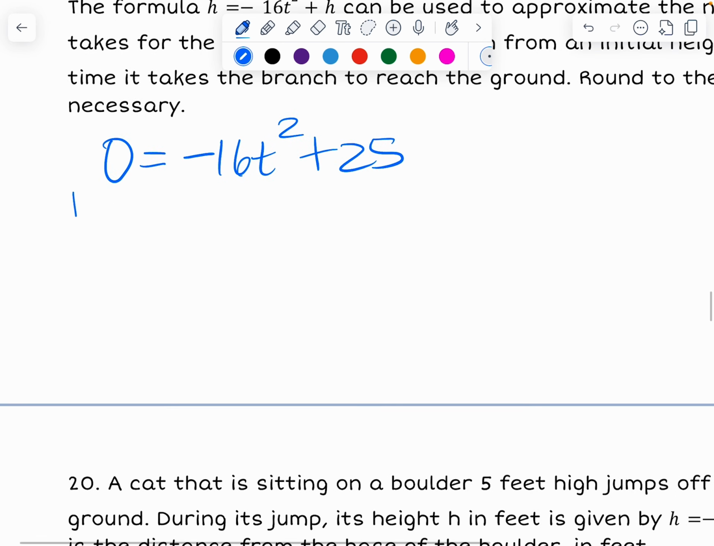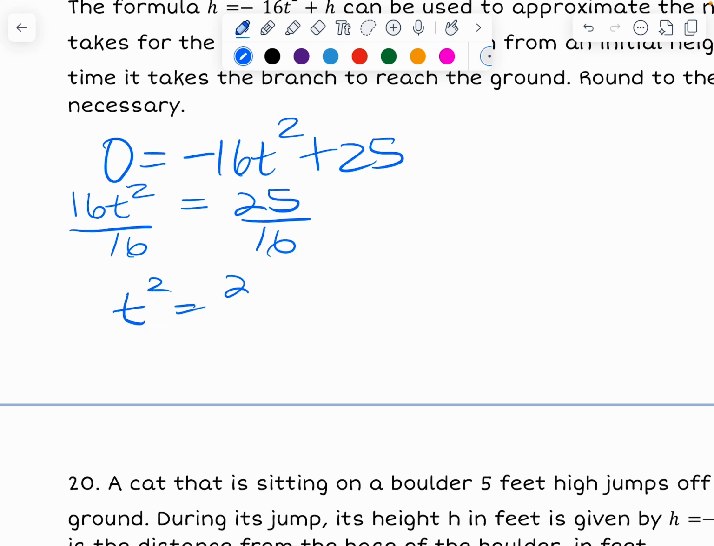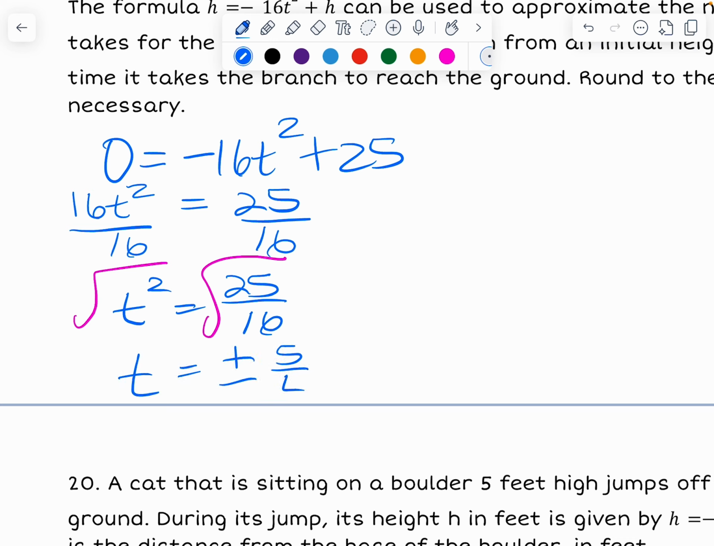So I'm going to add 16t squared to both sides of the equal sign. I'm going to divide both sides by 16. T squared equals 25 over 16. I am going to take the square root of both sides, and I'm going to get t equals plus or minus 5 over 4. We can't have a negative, so it's going to be 5 over 4 seconds, or 1.25 seconds.